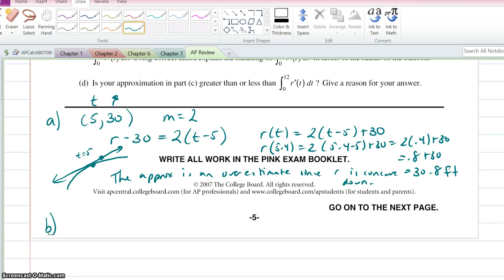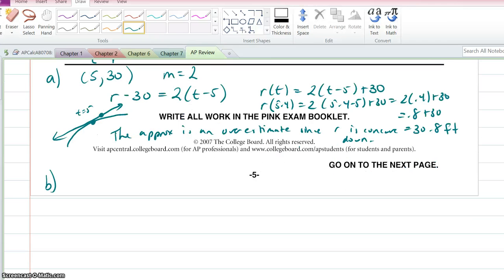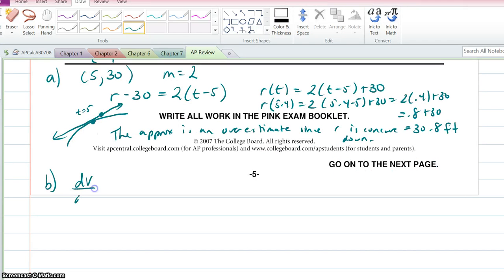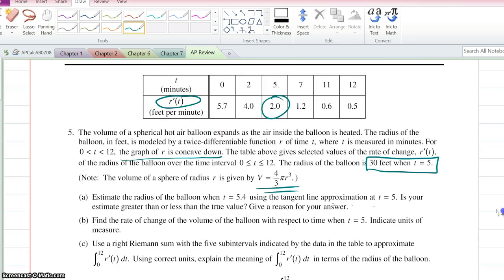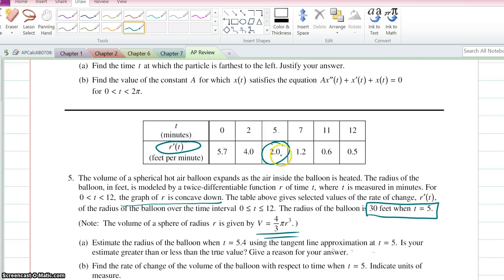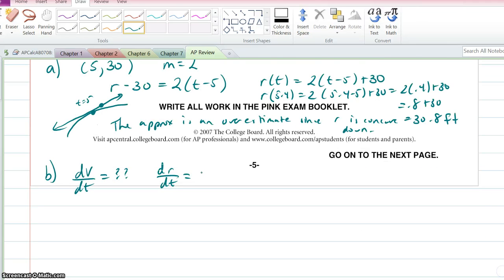Part B says find the rate of change of the volume of the balloon with respect to time when t equals 5. Indicate units of measure. This is where the related rates part of this comes in. We're looking for dV/dt, the change in volume in terms of time. We have dr/dt. If you go back to the table they give us, the rate of change of the radius in terms of time at time equals 5 is 2.